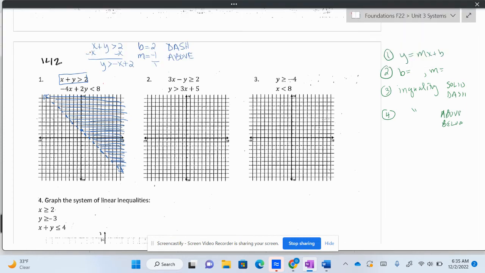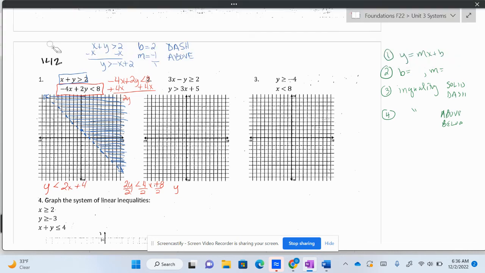My second inequality, negative 4x plus 2y is less than 8. I'm going to add 4x to both sides. So that gives me 2y is less than 4x plus 8. Divide by 2. So y is less than 2x plus 4.